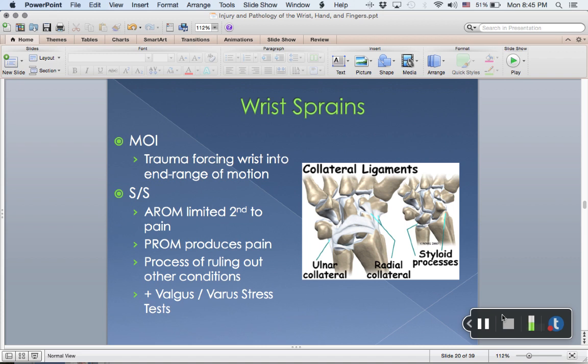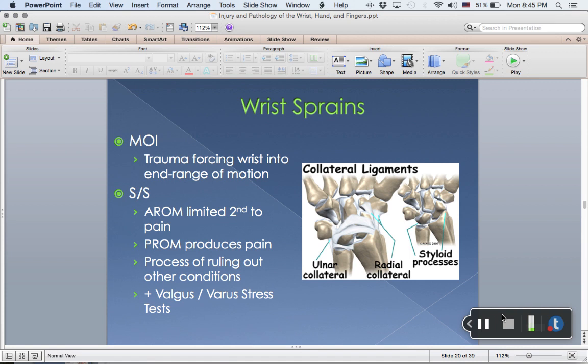So, signs and symptoms of wrist sprain. Again, with wrist and forearm injuries and even metacarpal and carpal injuries, a lot of times it can be hard to differentiate because they have a lot of similar signs and symptoms. So knowing the anatomy, palpation is definitely key.